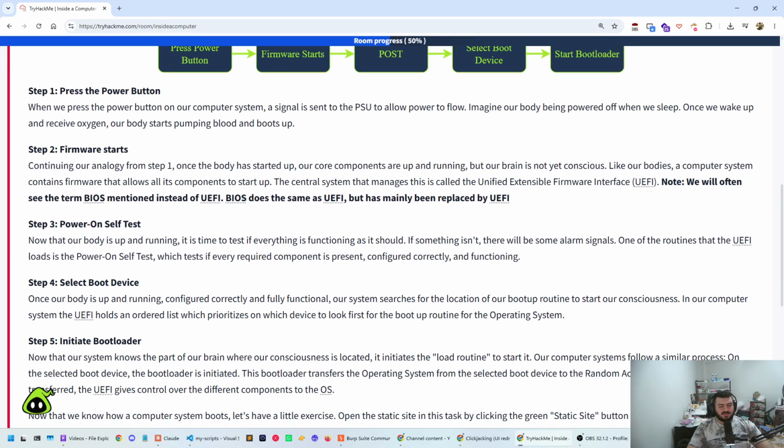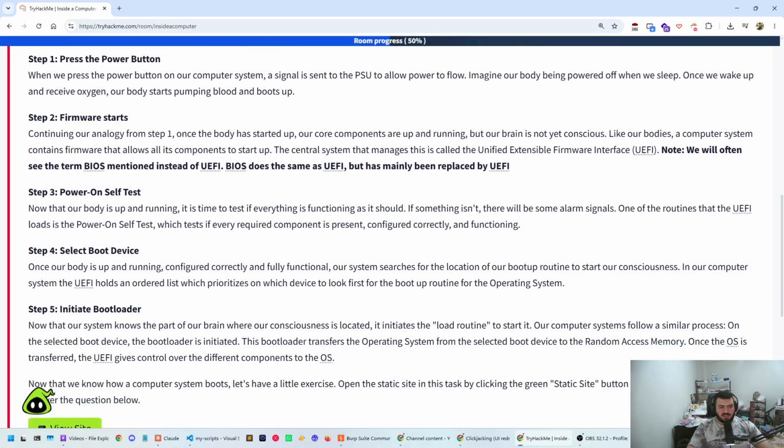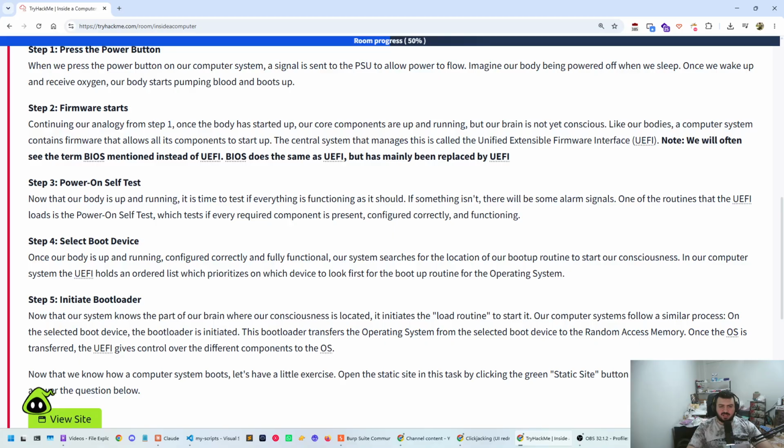So step 3 is power on self-test. Now that our body is up and running, it is time to test if everything is functioning as it should. If something isn't, there will be some alarm signals. One of the routines that UEFI loads is the power on self-test, which tests if every required component is present, configured correctly, and functioning. If you don't know what this is, let me take a sip of this to explain that in more detail.